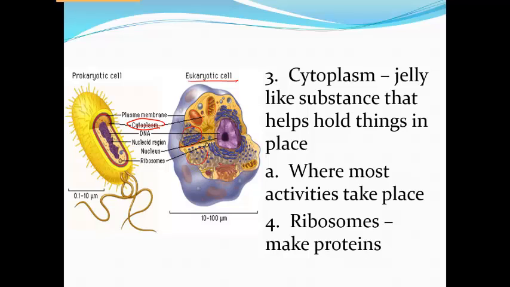And the 4th thing that they all have in common is ribosomes. So they all have ribosomes, they all have cytoplasm, and they all have cell membrane and DNA.